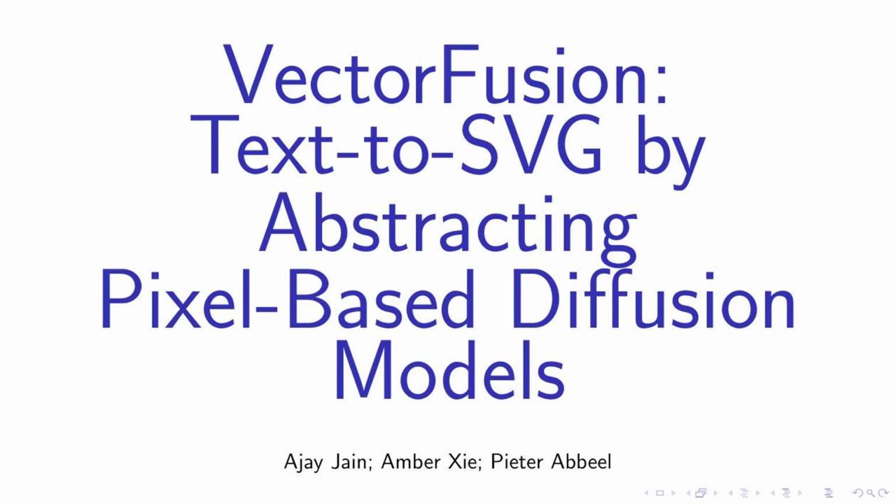Today, we delve into the fascinating world of generative models with our paper, VectorFusion: Text-to-SVG, by abstracting pixel-based diffusion models. We'll explore how VectorFusion, a novel model, generates intuitive SVG representations from text, pushing the boundaries of what's possible in design workflows. Stay tuned for an intriguing journey through this cutting-edge research.